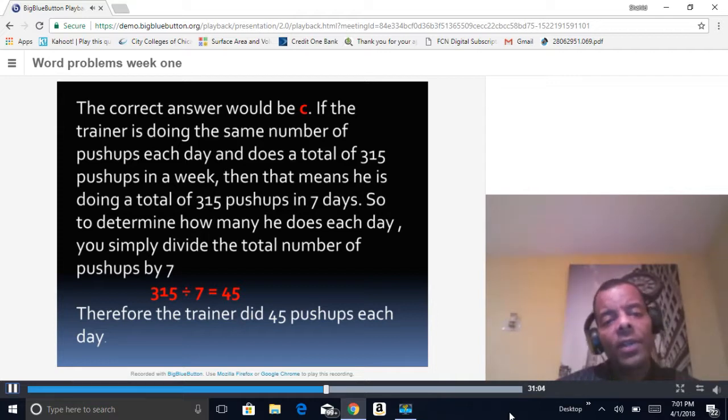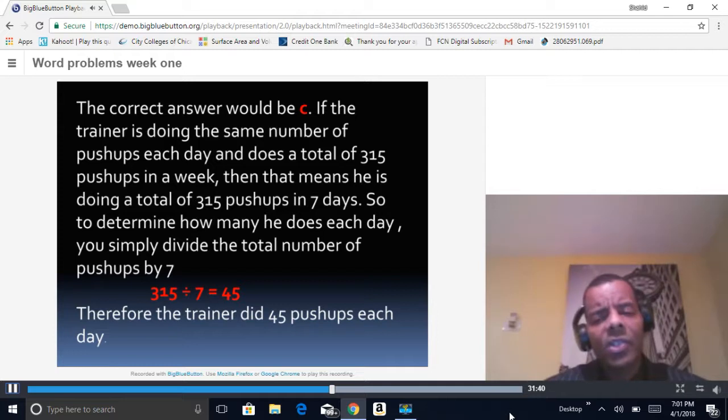If the trainer is doing the same number of push-ups each day and does a total of 315 push-ups in a week, then that means he's doing a total of 315 push-ups in 7 days. So to determine how many he does each day or in one day, we have to divide, because we want to go from 7 days to how many he does every day. So we have to divide 315 by the number of days in a week, which is 7. And that means this trainer is doing 45 push-ups each day.